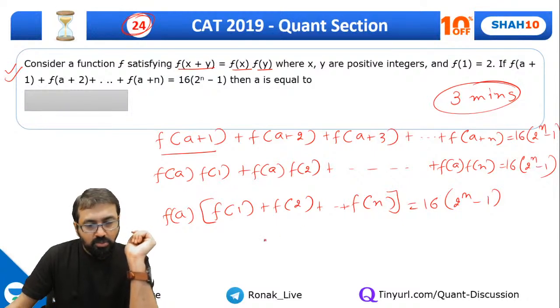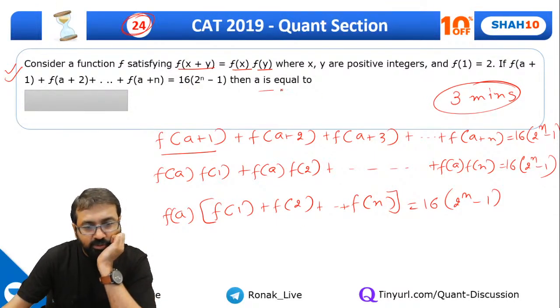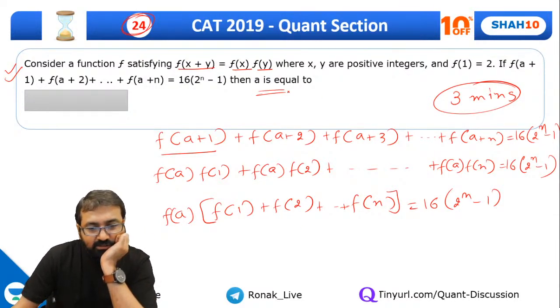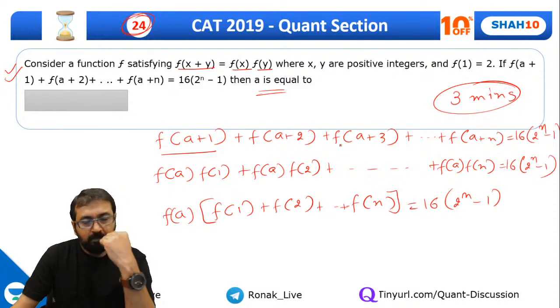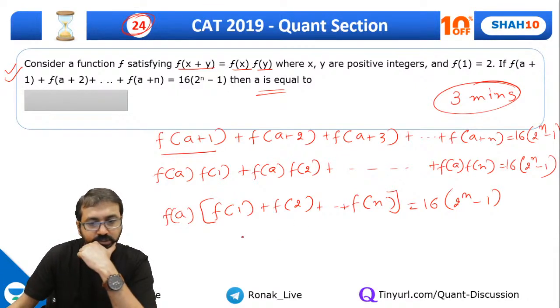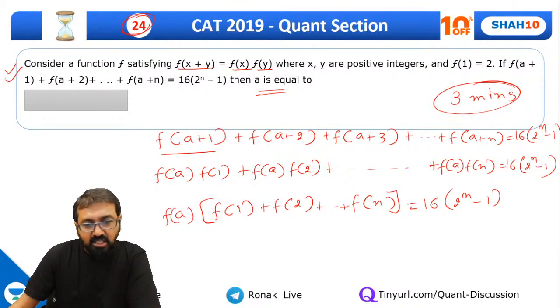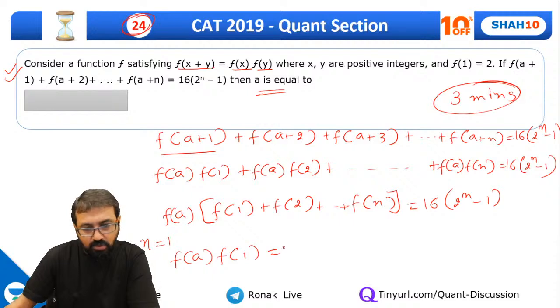Yeah. So now what do we need to find out? We need to find out the value of a. So guys, the only way to solve such a question is by taking some values. What if I take n equal to 1 over here? So I'll get f(a) into f(1) is equal to 2 raised to 1 minus 1. So this will come out to be 16.